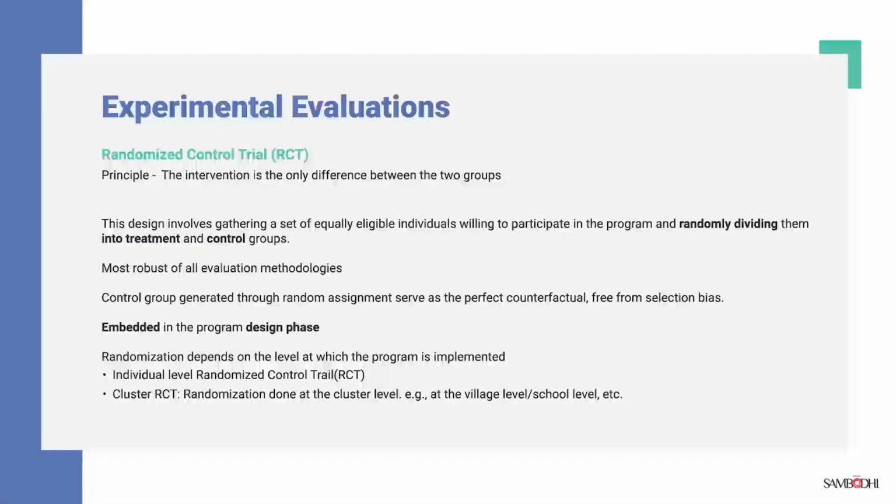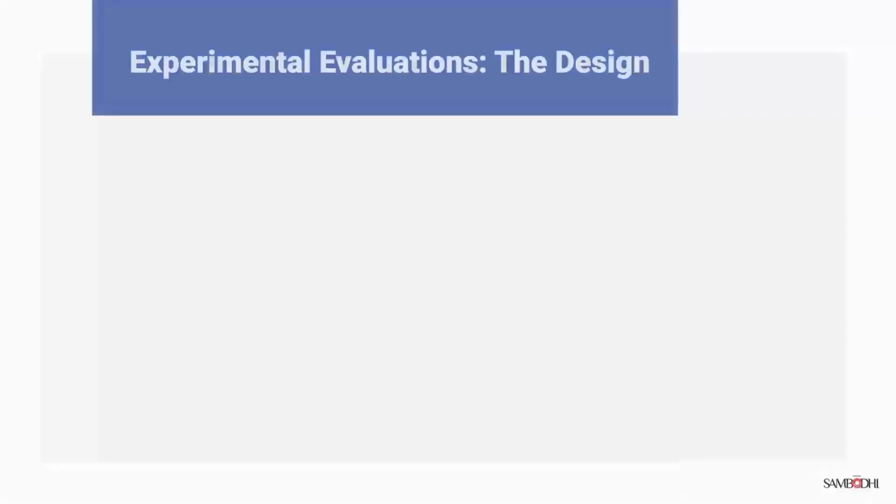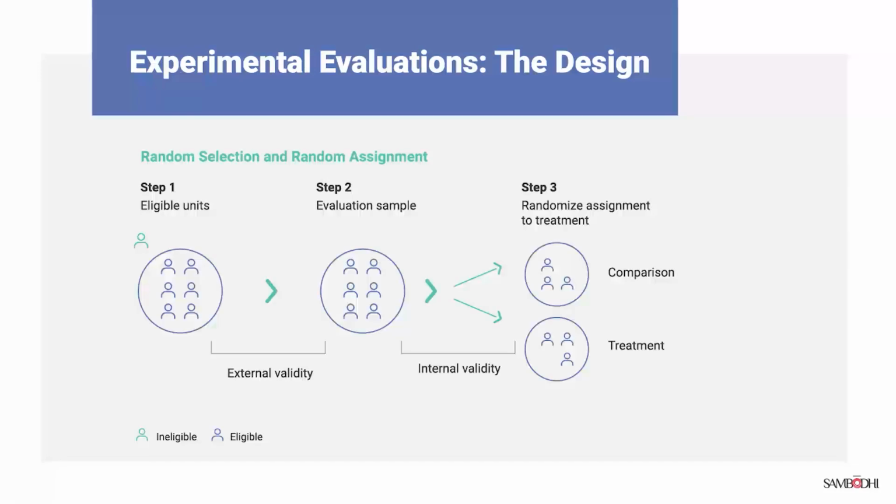The control group for this method is generated through random assignment to serve as the perfect counterfactual, free from selection bias. This randomization of groups depends on the level at which the program is implemented, such as individual level randomized control trial and cluster RCT, such as the village level, school level, etc. The diagram on the screen explains how the random selection and random assignment is carried out for a study.